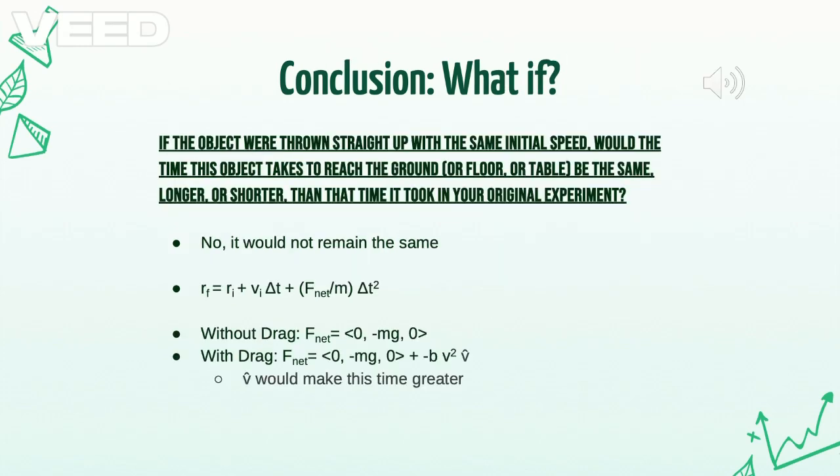The what if question concerns the way in which the ball was tossed. What if the ball were instead thrown straight up? If it had the same initial speed, would this object take longer to reach the ground, the same amount of time, or shorter? It would not remain the same.